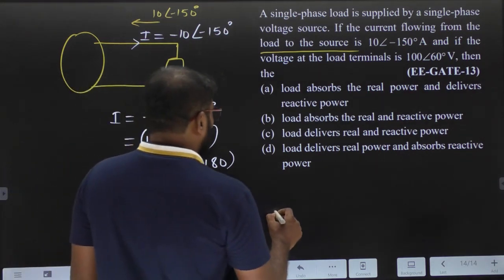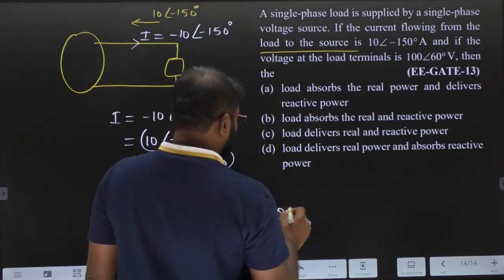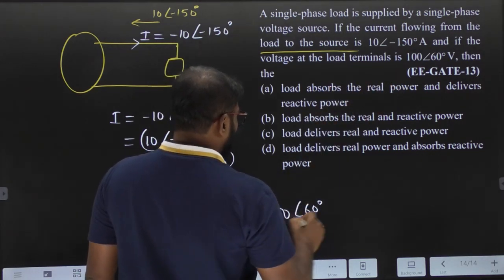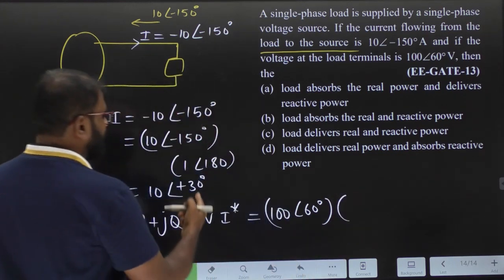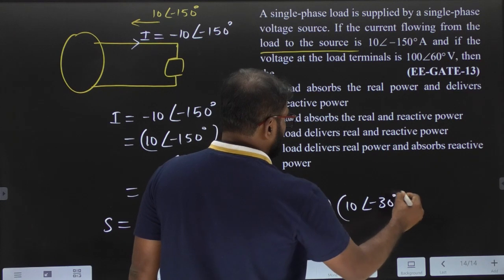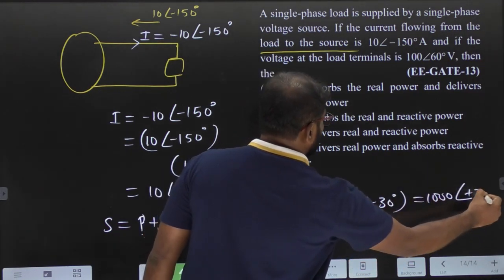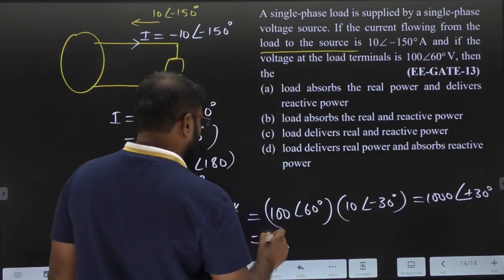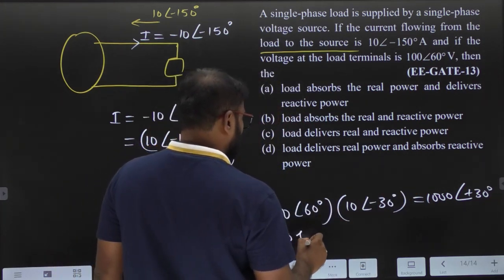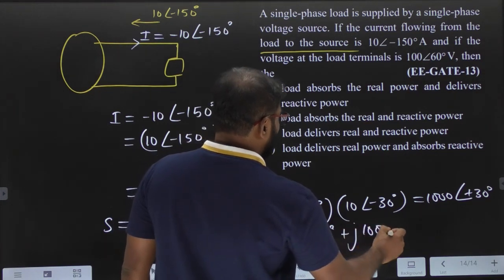But tell me, what is this? If you substitute, the voltage is how much? 100 at an angle 60. Let me substitute that. Current conjugate, so conjugate: 10 at an angle plus 30 now becomes minus 30. So I get here 1000 at an angle plus 30 degrees. So I can write 1000 cos 30 plus J times 1000 sin 30.